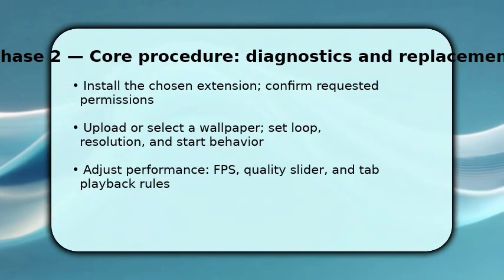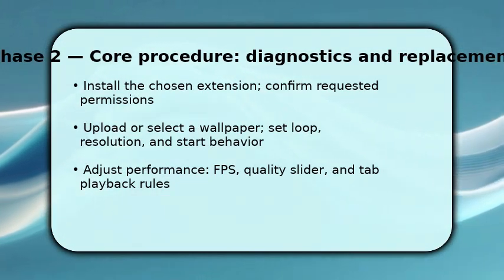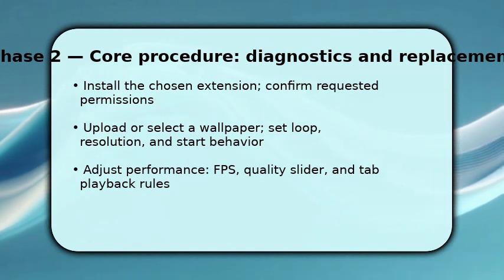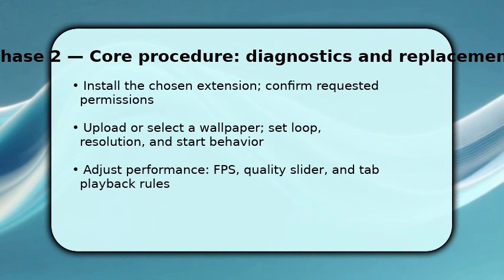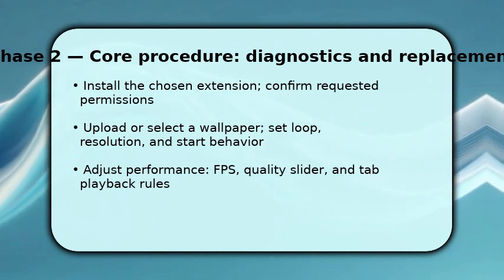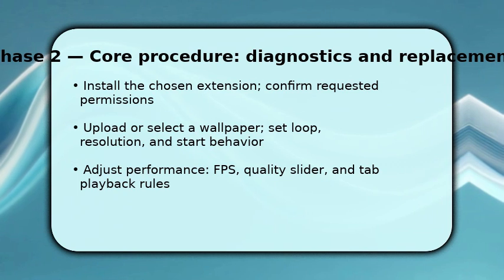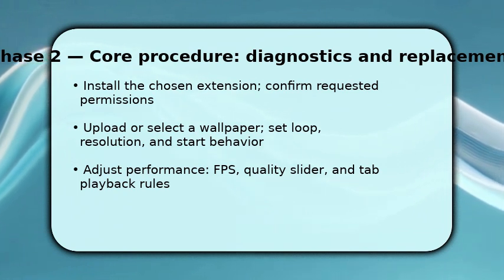You install the Wallpaper extension and accept only necessary permissions. This prevents unwanted access. Next, add your file or pick a preset inside the extension, set loop, resolution, and whether the wallpaper pauses on battery saver.